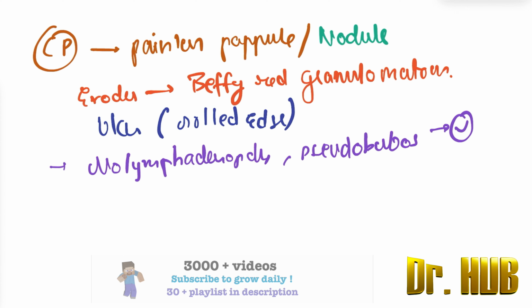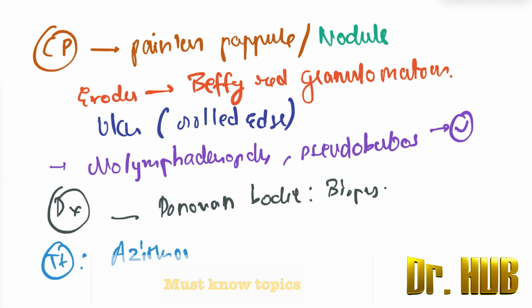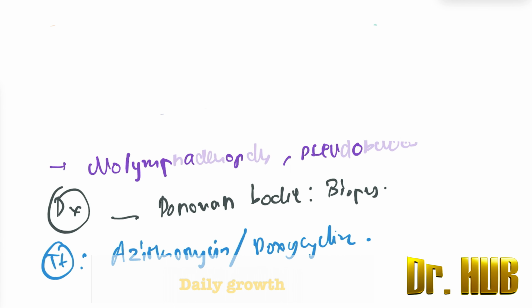So how do you diagnose this? Diagnosis would be by the Donovan bodies, and these Donovan bodies are seen on the biopsy. So how do you treat this condition? The treatment is administration of azithromycin, and doxycycline can also be given. Next, we are moving on to the chancroid.